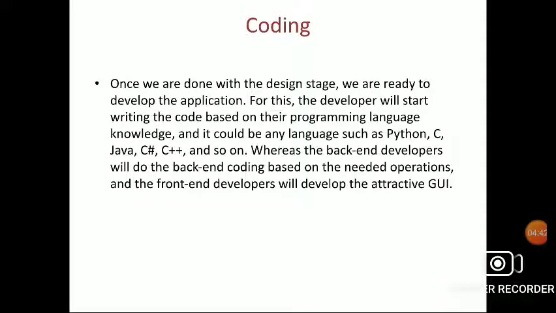Next stage is the coding part. Once we are done with the design stage, we are ready to develop the application. For this, the developer will start writing the code based on their programming language knowledge. It could be languages such as Python, C, Java, C++, and so on.